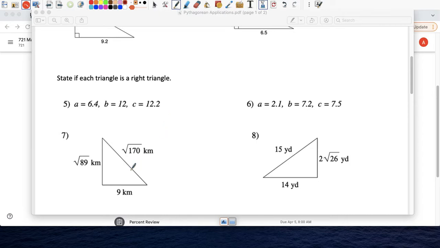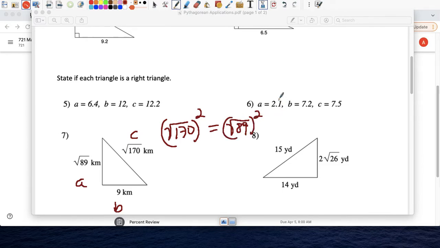So again, A, B, C, so let's do 170 to the second power equals the square root of 89 to the second power plus 9 to the second power. Well, we know there's a little 2 here. That 2 and that 2 can go away, so we get 170. That 2 and that 2 goes away, and I'm left with 89, and 9 squared is 81.